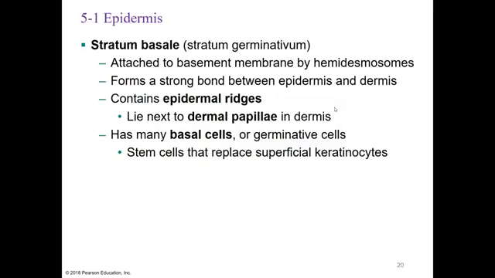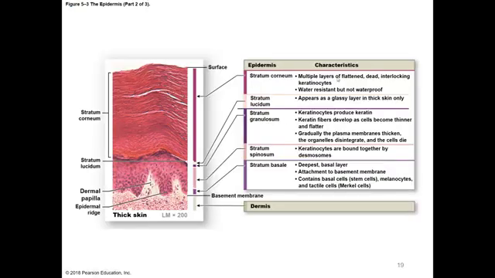Okay, so let's go back and look at the spinosum. Here is the spinosum, which would be on top of the basal. These are newly produced cells connected by desmosomes. Okay, so we're going to move up now to the granulosum. The granulosum is about right in here. It shows up a little darker.